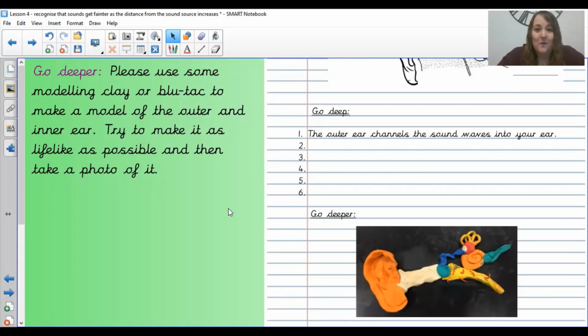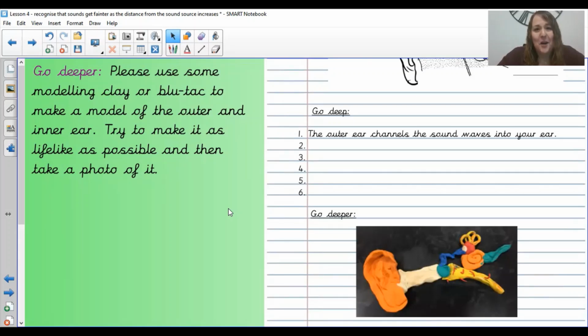I wish you lots of luck with those activities today. Hopefully the Go Deeper will be really fun as well, but it's just trying to make it lifelike as well as having fun doing it. I'm going to ask you to pause the video here and then just to come back at the end for our working scientifically and our learning pit. Good luck.